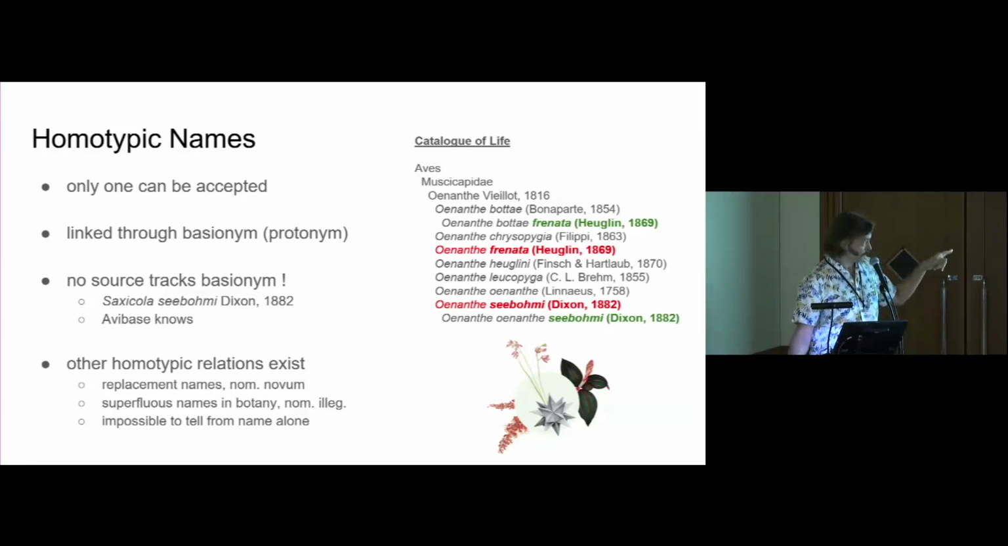There are other homotypic relations also than just the basionym relation. So in theory, you can have replacement names or illegal superfluous names that are all based on the same type. If people provide us with this relation explicitly, we can make use of that to improve the inserted names. But it's impossible to detect that from the name alone.